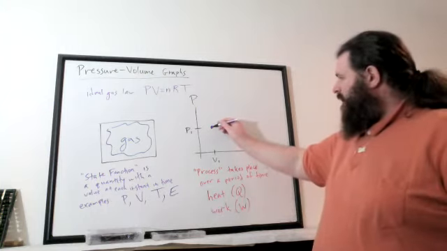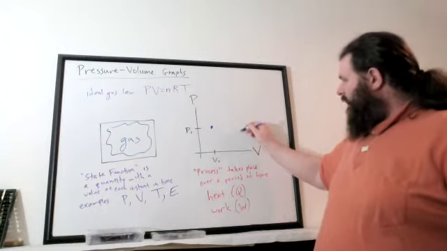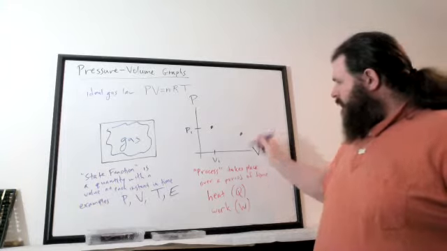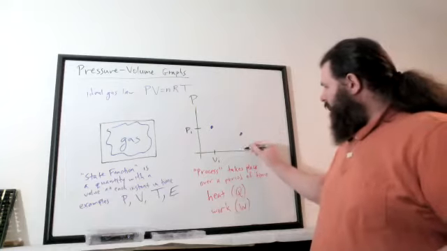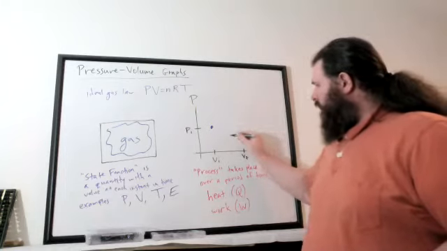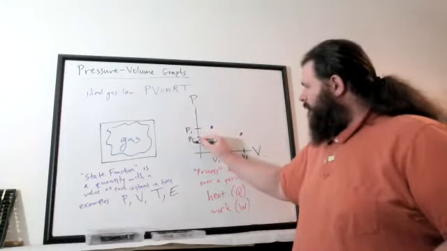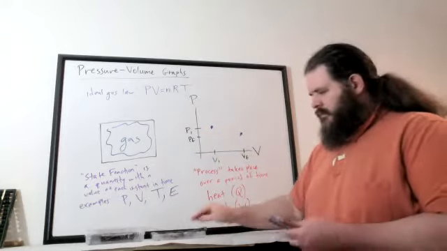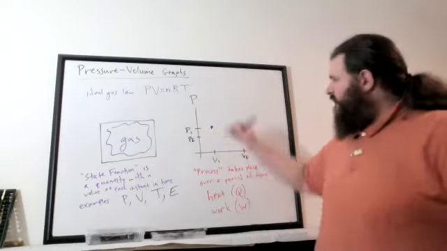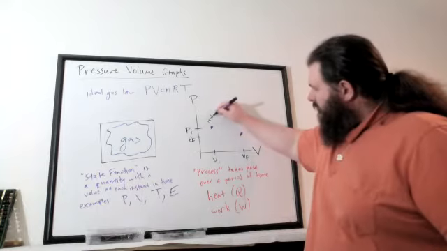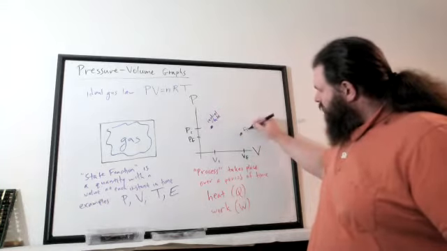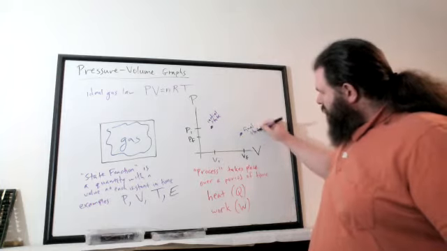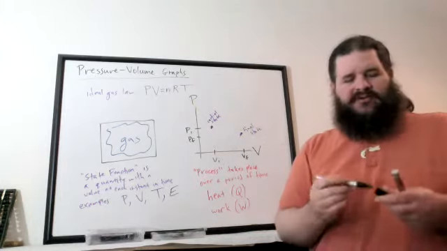Maybe you expand the volume and lower the pressure. Maybe you change to this new final volume and this final pressure. So each of these points would represent a state. We've got the initial state of the gas. We've got the final state of the gas. But it's also going through a bunch of points in between.